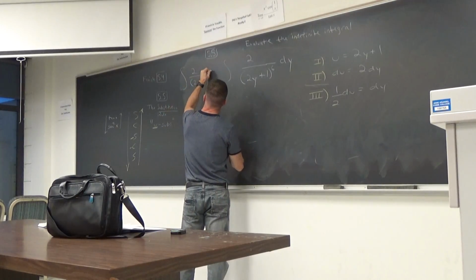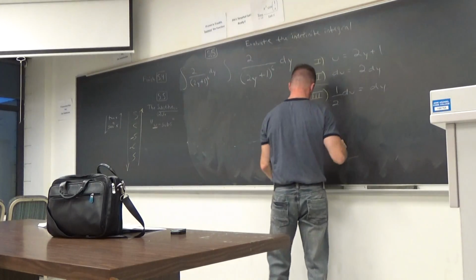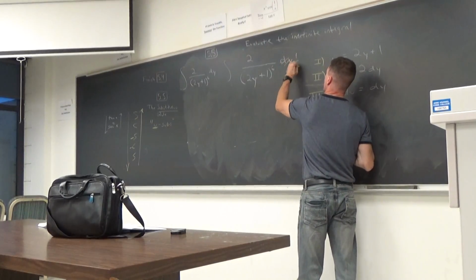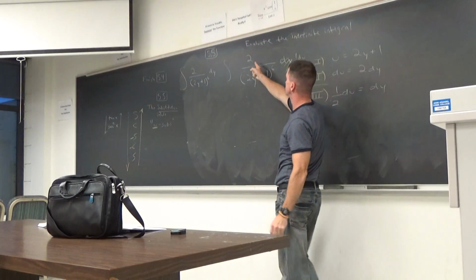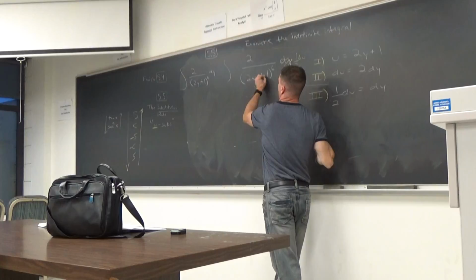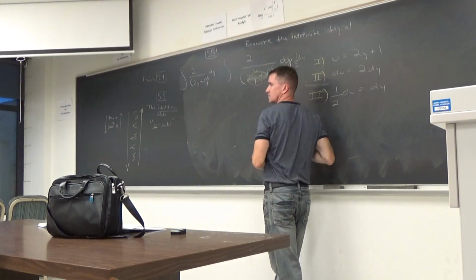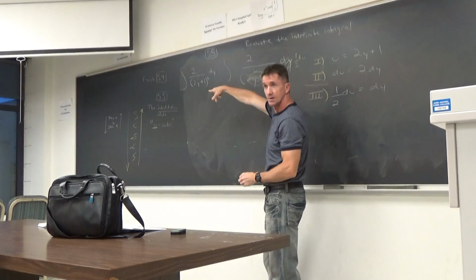2y + 1 to the 6th, dy. Alright. What's this one half du replace? One half du. That 2 stays. That's a number, it stays. But what replaces this 2y + 1? U. U. So let me write this again. There's a 2 up there. Where can I put the half?